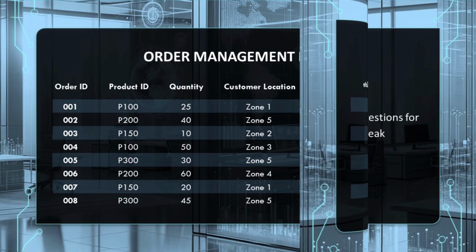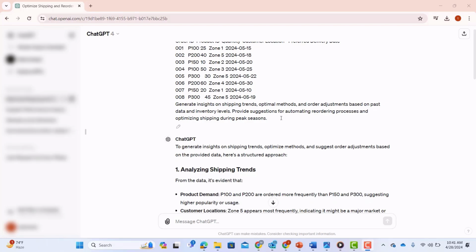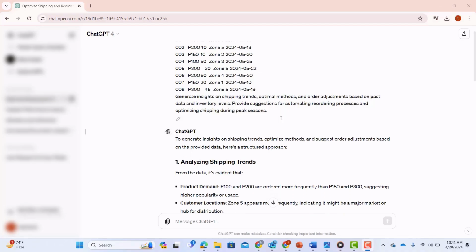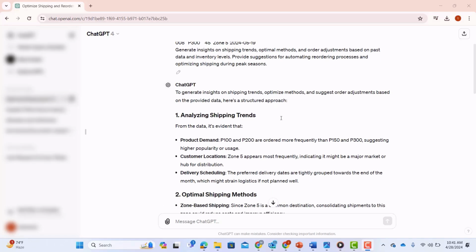You will submit this dataset with the following prompt in ChatGPT. Generate insights on shipping trends, optimal methods, and order adjustment based on past data and inventory levels. Provide suggestions for automating reordering processes and optimizing shipping during peak seasons. As evident here, ChatGPT's analysis of the provided order data offers actionable insights into shipping trends, optimal methods, and adjustments needed for efficient logistics management.